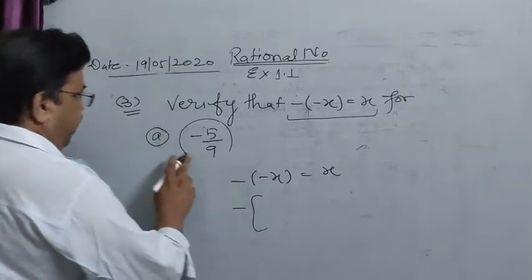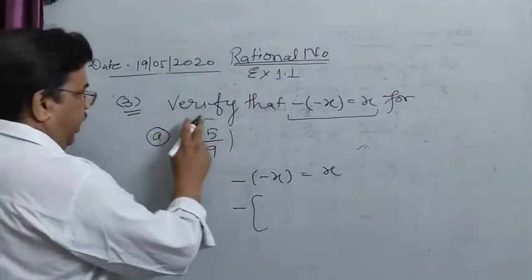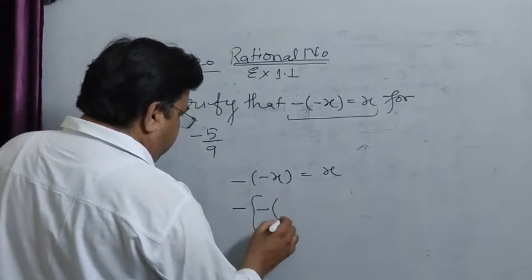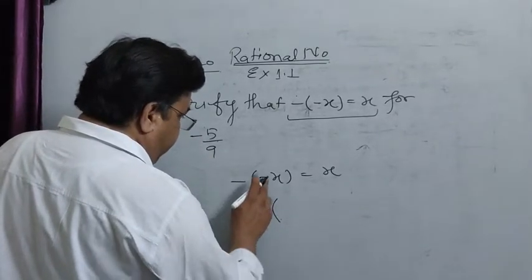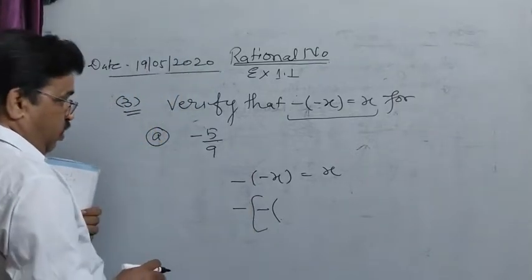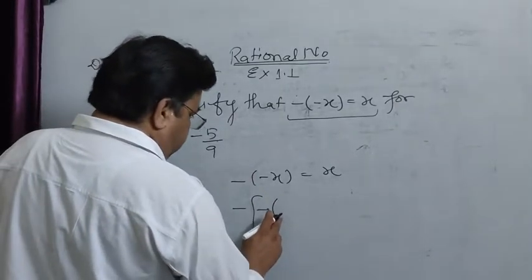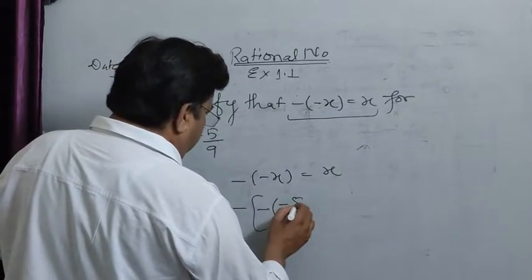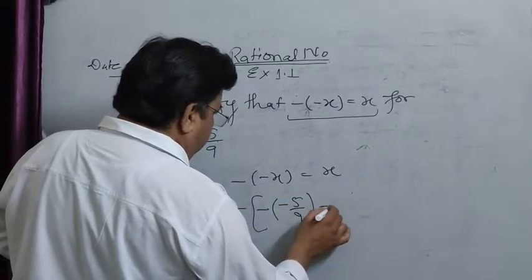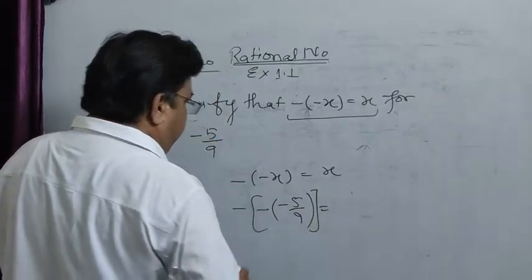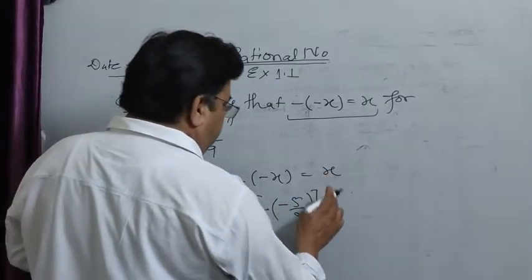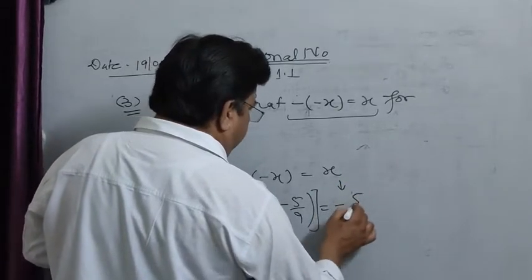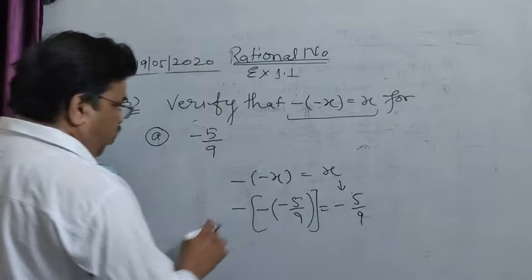I mean to say, this value that has been given to you, you have to put in place of x. Now this n is given here. This is not in the solution, but this is given already. Now write this value in this place, like minus 5 by 9. And now solve the question.